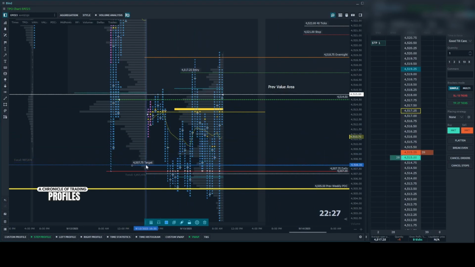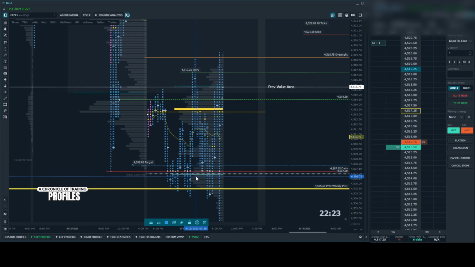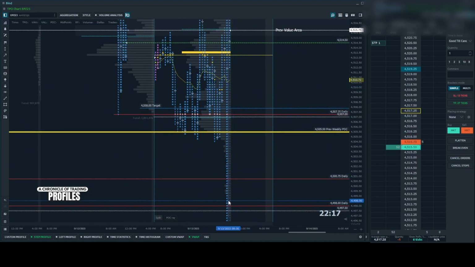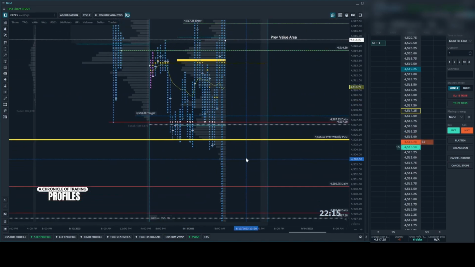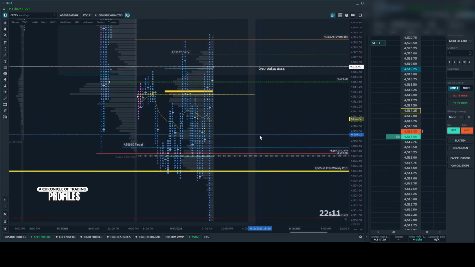My target's down here at 508, just to front run this value area low. And you have the half back here as well. I'm not counting this too much because that moved because of this big move down. Got kind of stretched out and distorted.